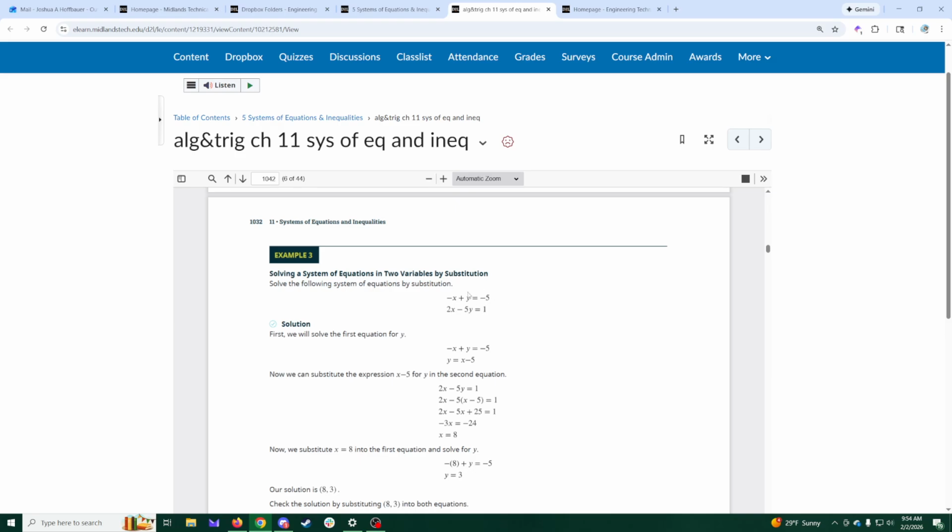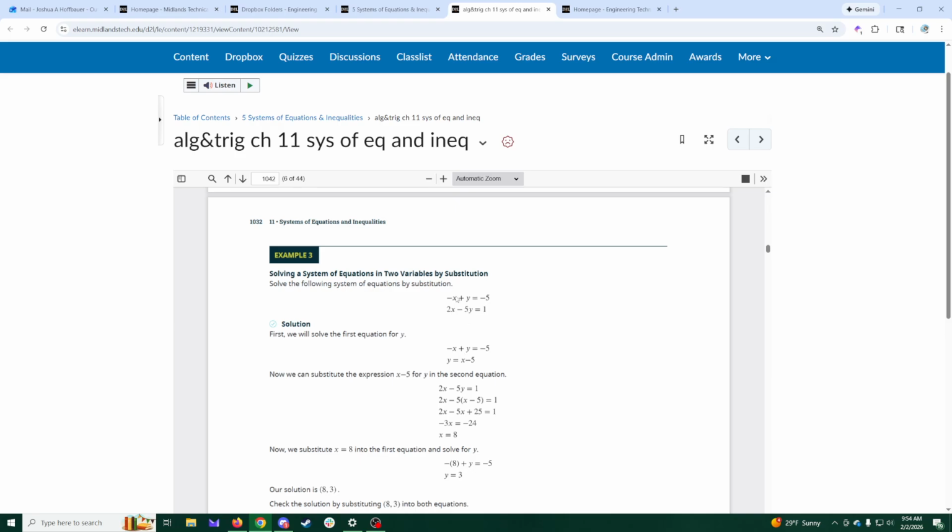To give an example, let's take a look at this system of equations here. We got negative 2x plus y equals negative 5, and 2x minus y equals 1. We're going to solve this one via substitution. And to solve via substitution, you want to take one of your two equations and rearrange it so that it's solved for one of those variables.